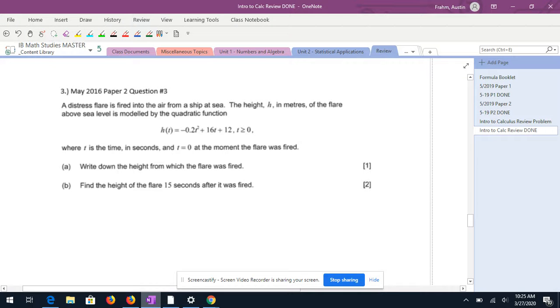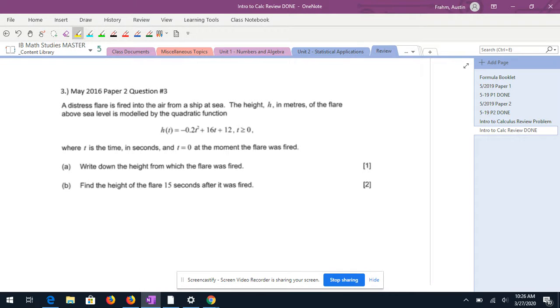All right, problem number 3. It says a distress flare is fired into the air from a ship at sea. The height h in meters of the flare above sea level is modeled by the quadratic function h(t) = -0.2t² + 16t + 12, where t ≥ 0, where t is the time in seconds and t = 0 at the moment the flare was fired. Letter A, they want you to write down the height from which the flare was fired.